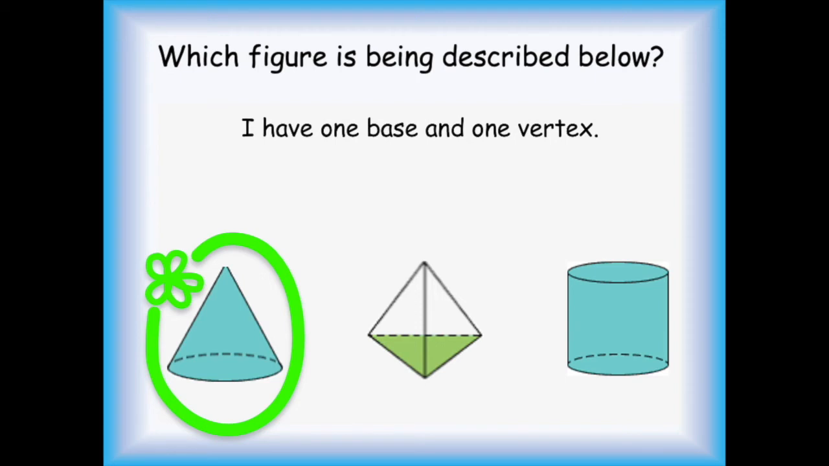Now on that cone, there's no other way to turn it that it will sit flat. It can only sit flat on its bottom. And the cylinder has a bottom and a top that it could sit on.